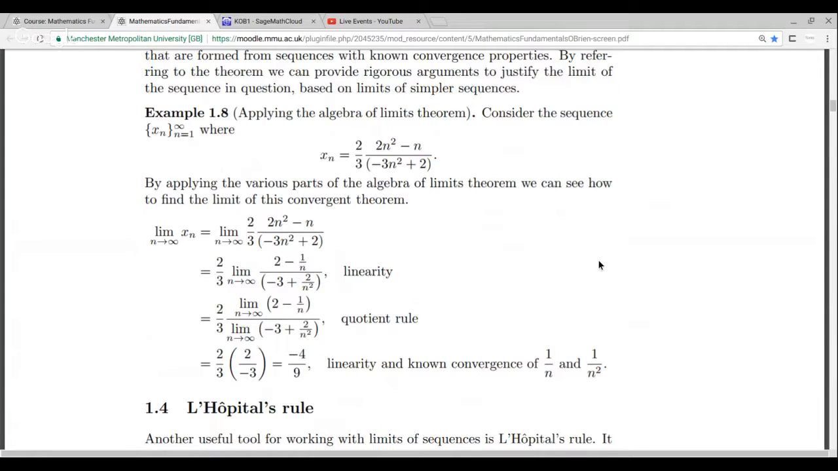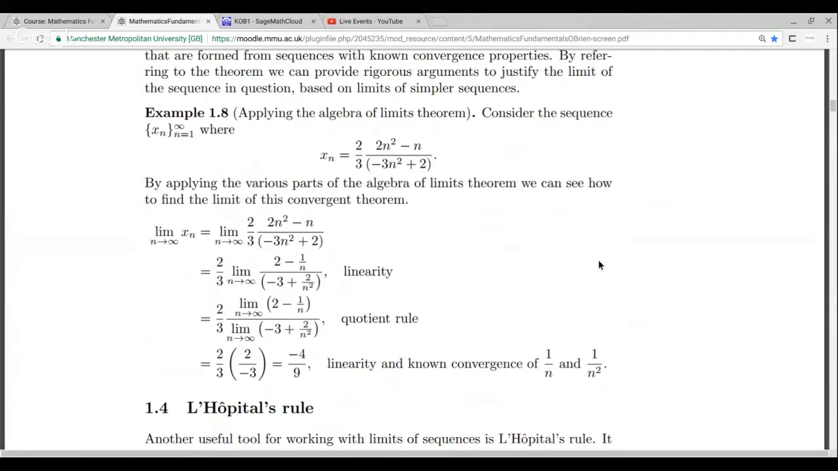Okay. Now, the benefit of dividing above and below by n squared is that it changes the numerator and the denominator in such a way that the numerator, 2 minus 1 over n, is now a convergent sequence. 2 minus 1 over n is convergent to 2. And the denominator part, minus 3 plus 2 over n squared, is now a convergent sequence. And that's converging to the limit minus 3. The 2 over n squared part is converging to 0.